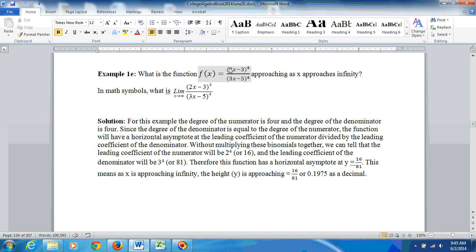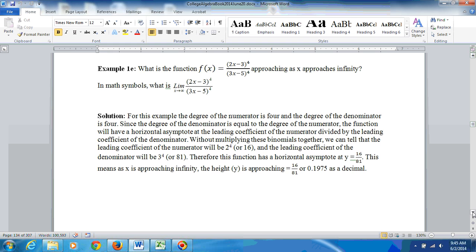And you only do this leading coefficient stuff if the powers are the same. So that's what this thing's leveling off to. If you graphed it, it might look like it's leveling off to 0, but it's actually leveling off to this fraction right here.